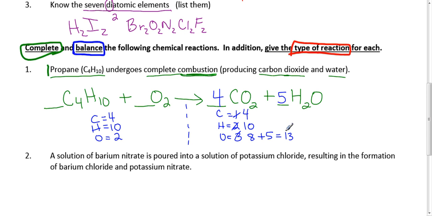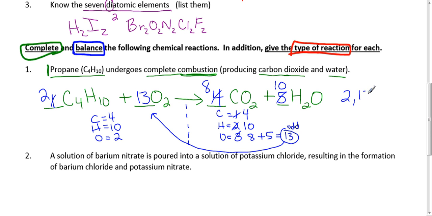So we talked about in class that whenever this value here ends up being odd, what we have to do is take this number, go ahead and place it as the coefficient for oxygen, but then you have to take every other coefficient, this would have been a 1, and you have to double it. So we'll double that one, and that one. So our coefficient list that we end up with would be 2, 13, 8, and 10.